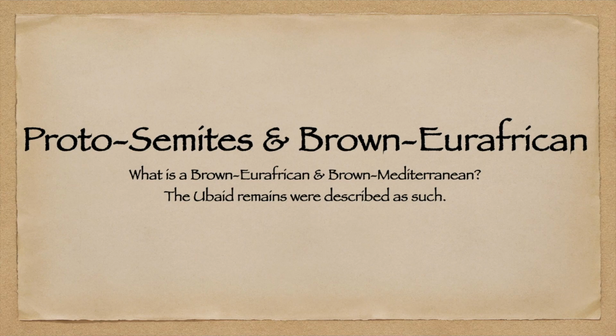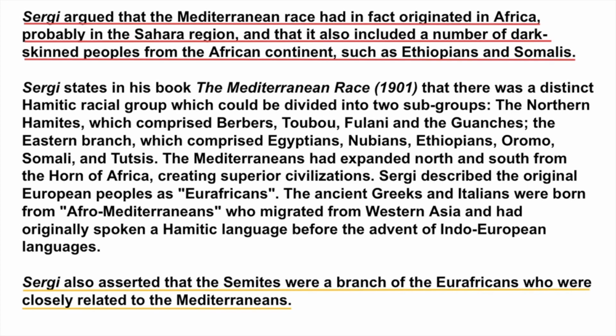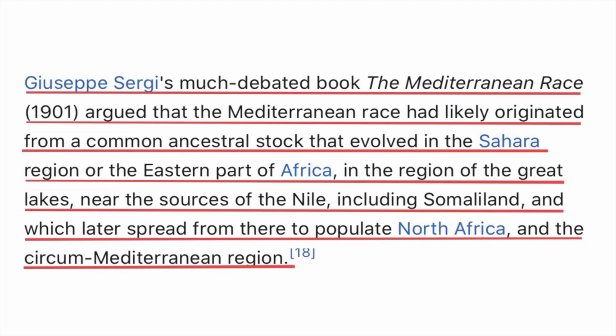So what is the brown Eurafrican and brown Mediterranean? The Ubaid remains were described as such. So Sergi argued that the Mediterranean race had in fact originated in Africa, probably in the Sahara region, and that it also included a number of dark-skinned peoples from the African continent, such as Ethiopians and Somalis. Sergi also asserted that Semites were a branch of the Euro-Africans who were closely related to the Mediterranean. So he even believes that Semites are a Euro-African or Mediterranean, brown Euro-African or brown Mediterranean people.